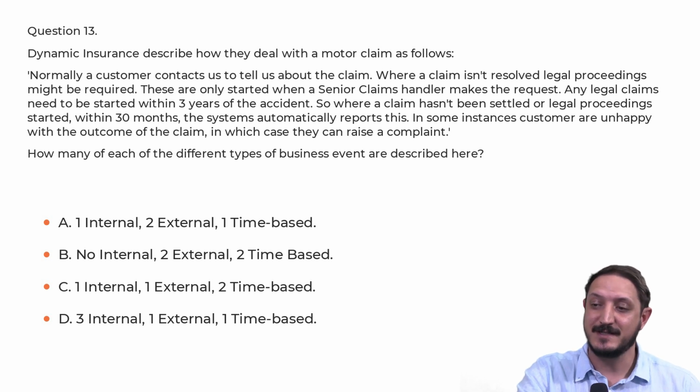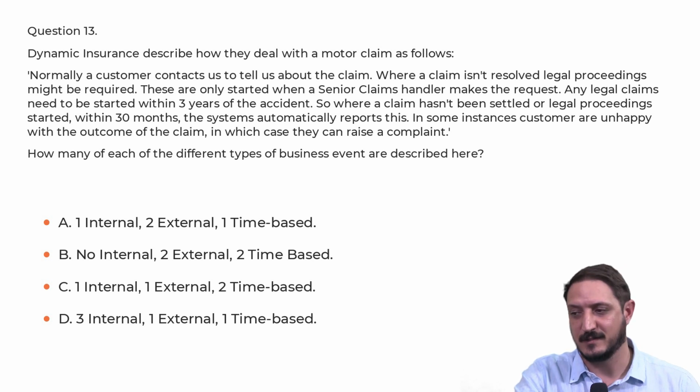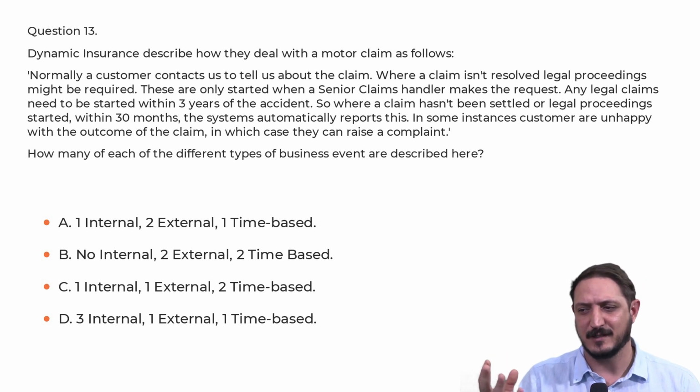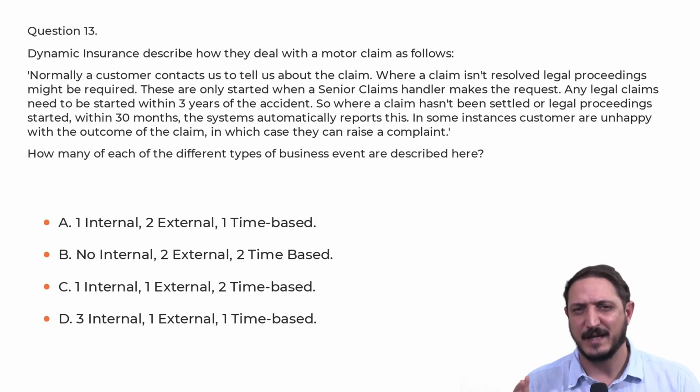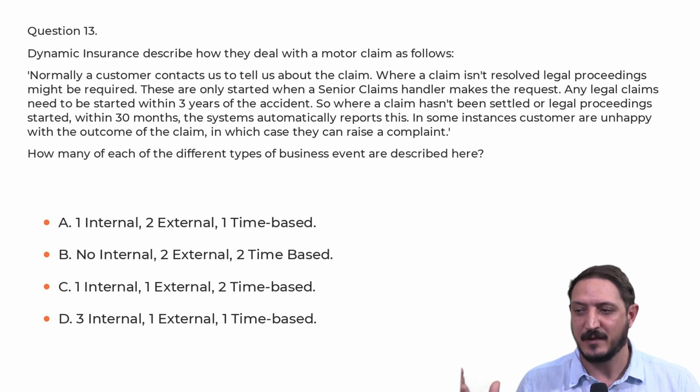Okay, so it says here, Dynamic Insurance describe how they deal with a motor claim as follows. So this is the situation, and this is their description of how they undertake a process. This is a little bit indicating that this is towards business processes, because they're describing how they deal with a particular process, which is the motor claim.